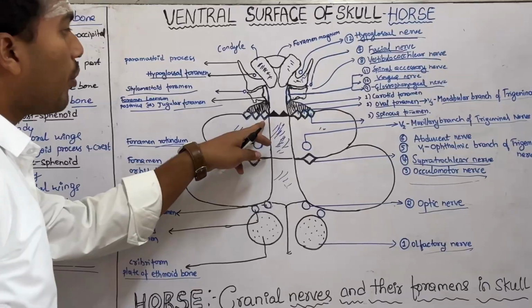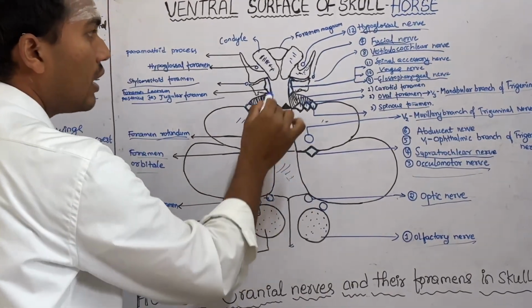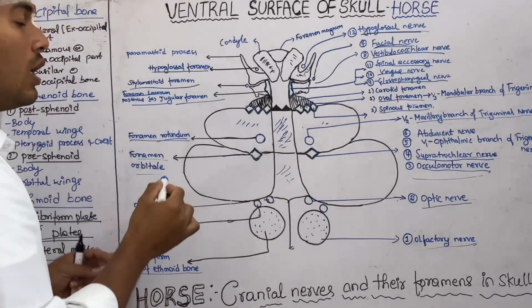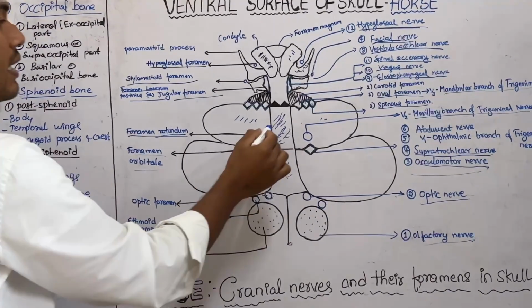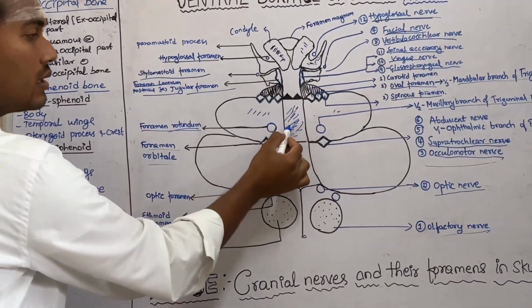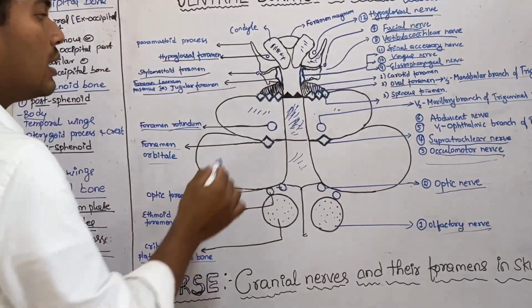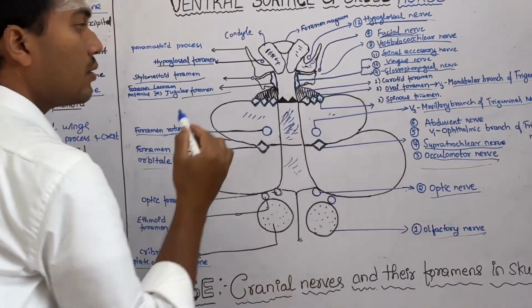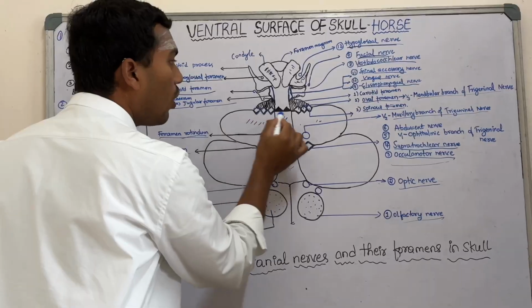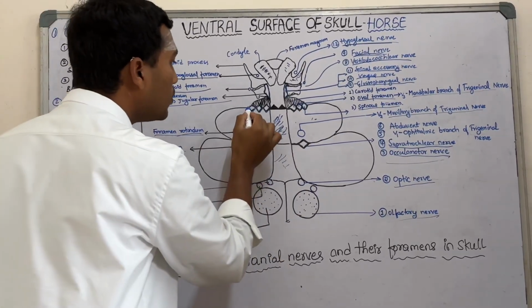Behind the presphenoid bone, in front of the occipital bone, we get the sphenoid bone. In the sphenoid, we get the post-sphenoid bone. The post-sphenoid bone consists of a body. This is the body of the post-sphenoid bone. These are the two wings, the temporal wings of the post-sphenoid bone. The posterior border of this temporal wing forms notches.